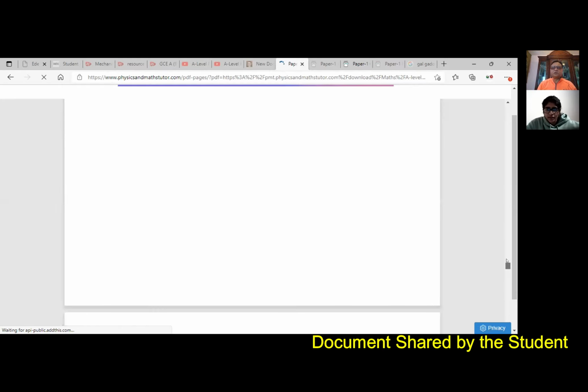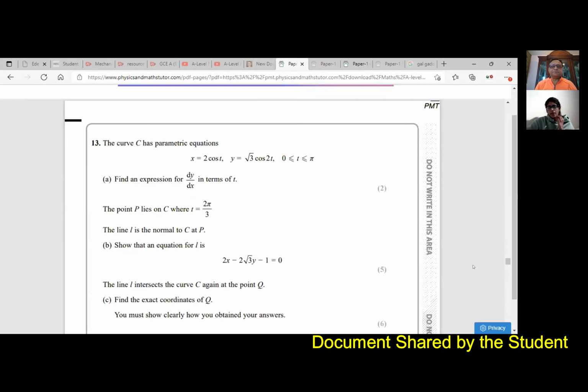So share the question. We'll look into it. Question 13. Okay. Let's try to understand the question first. When you look at it, x equals 2 cos t, y equals square root 3 cos 2t. It means it's a parametric equation also. You get it? And then I see dy/dx, which means derivative. Differentiation also. So they have combined trigonometry with, of course, parametric equations and derivatives.